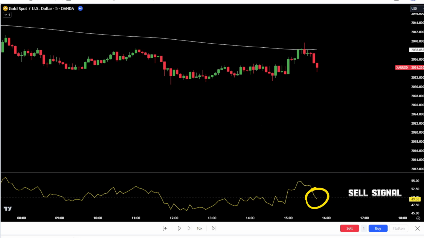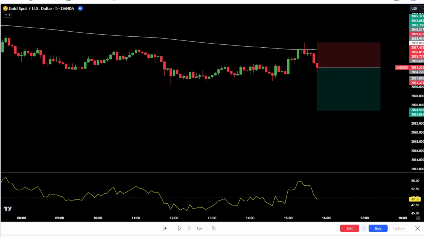Wait for the RSI line to cross below the 50 level. As confirmation, ensure that the formed candlestick is a bearish one. If all conditions are met, execute a sell entry after the bearish candlestick is closed.